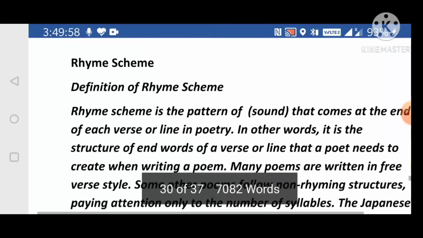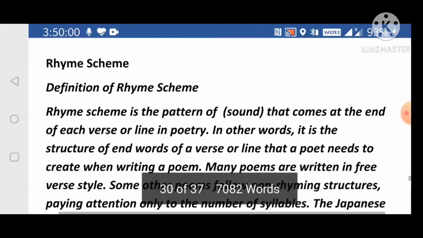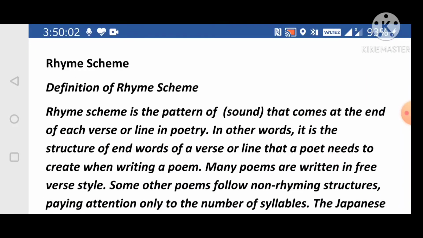The rhyme scheme. First, let us understand the definition of the rhyme scheme. A rhyme scheme is the pattern of rhyme, meaning sound, that comes at the end of each verse or line in poetry. In other words, it is the structure of end words of a verse or line that a poet needs to create when writing a poem.